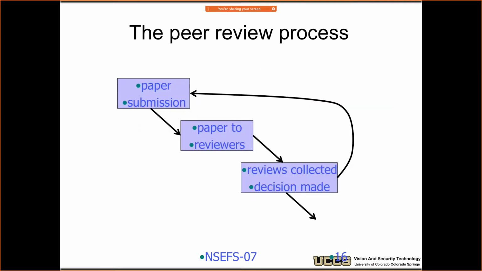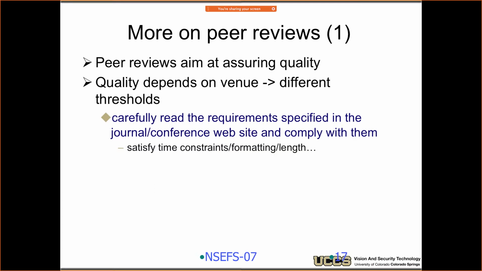I think I've already talked a little bit about this, but I'm going to go into a lot more detail today about the peer review process. So, paper submission: the paper goes to reviewers, reviews are collected, and either a decision is made or you get to revise the paper and maybe iterate. We'll go through a couple of examples of this. The whole goal of peer review is aiming at assuring quality.